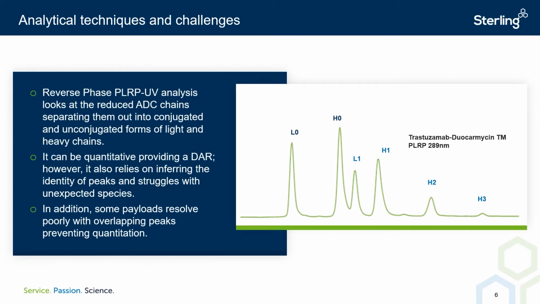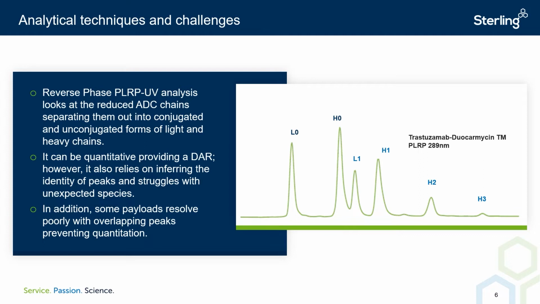Another method we use a lot here at Deeside is reverse phase analysis, often using a PLRP column. Again, we're doing UV analysis of these molecules, but now we've separated molecules into their heavy and light chains, and we see separation based on the light chains and heavy chains in each conjugation in turn. Here we have a trastuzumab conjugate, and we can see the light chain and heavy chain separating out from the other species. This technique can be quantitative for determining a DAR of each chain and combining them together.